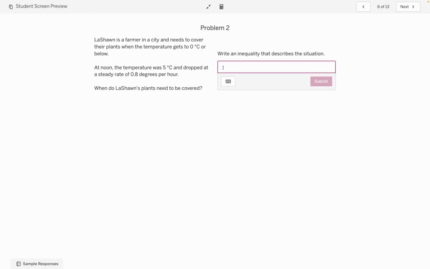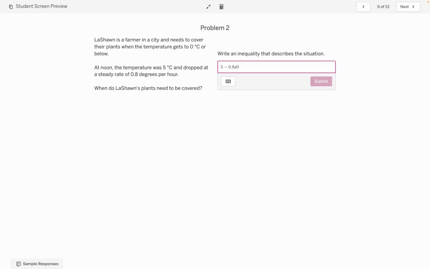So again, think of this like an equation. Drop means that we're subtracting. So we're starting at 5 and we're taking away 0.8x, because you're taking away 0.8 degrees and x is the number of hours. And that would be equal to 0. But again, we don't want equality, we want an inequality, because it says here, when the temperature gets to 0 degrees or less.